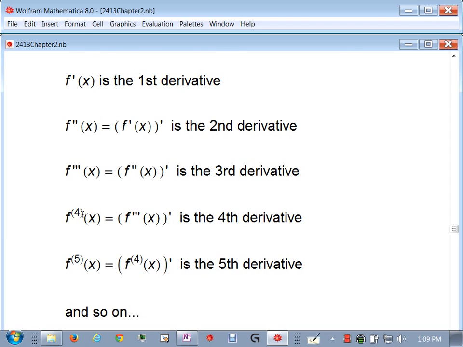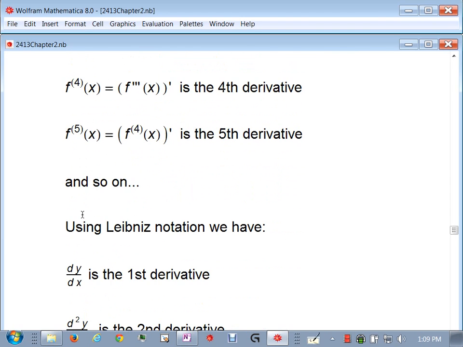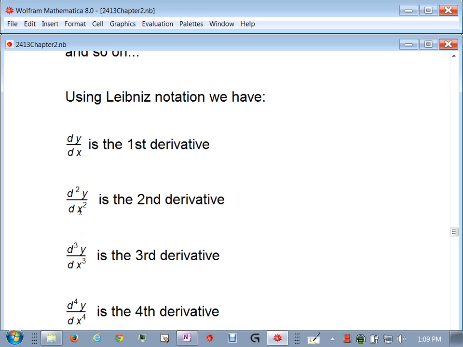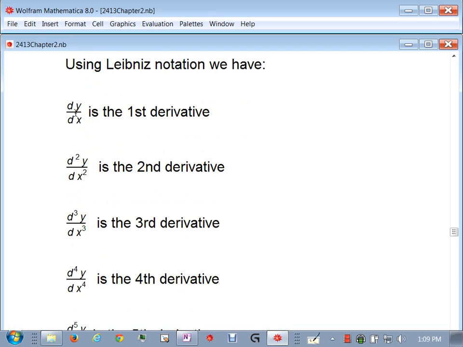Now, the other notation, the Leibniz notation, if you want to talk about first, second derivatives, you have to use this notation. So the first one, dy dx, first derivative. If I want you to take the second derivative, I have to put d squared y dx squared. And notice that the 2 up here is offset from the 2 down here, right? The first 2 is on the d, the second 2 is on the x.